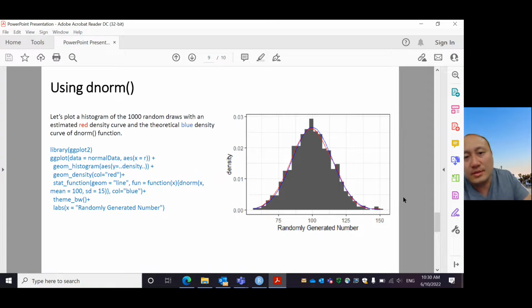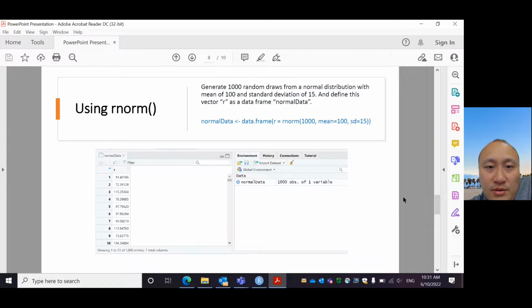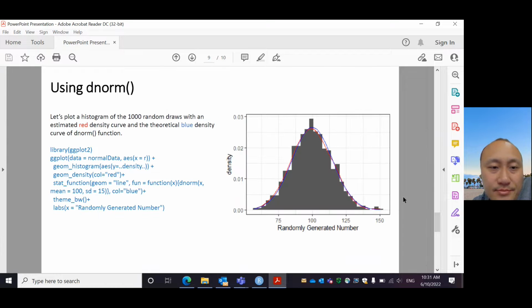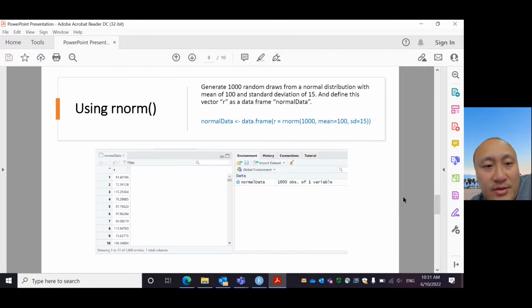All right, and the last one, the density function of a normal distribution. For this one we're going to do a little visual analysis. We have already generated 1,000 random draws from a normal distribution with a mean of 100 and a standard deviation of 15. Now we're going to assess how good the random draws are. We're going to plot a histogram of the 1,000 random draws we obtained from the r function on this page.